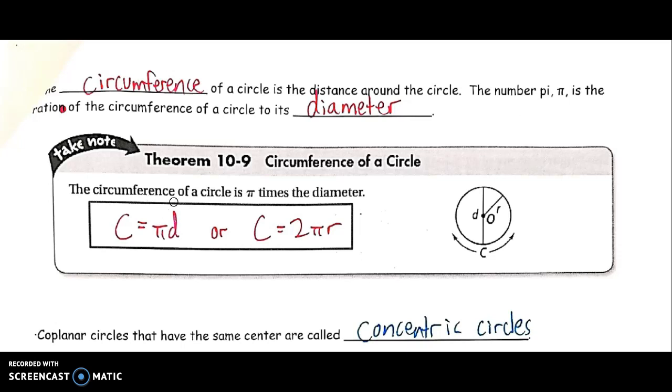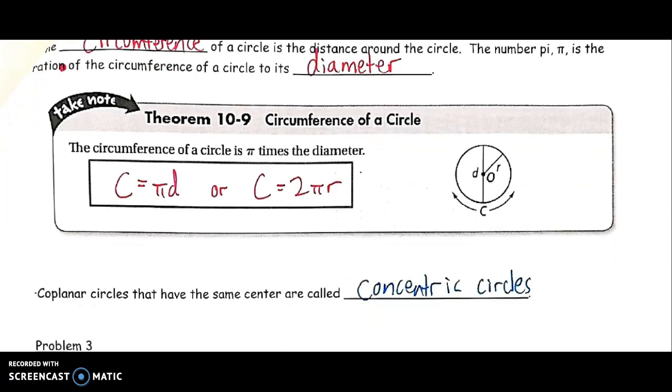When we're trying to find circumference, though, that's always going to be either pi times diameter, or we could also use the radius. That would just be 2 pi times the radius. Again, just from the fact that a diameter is twice as big as a radius, both of those formulas are basically the same, just using different pieces.